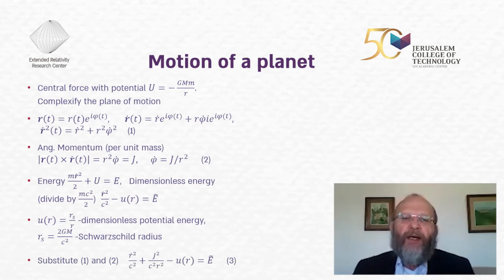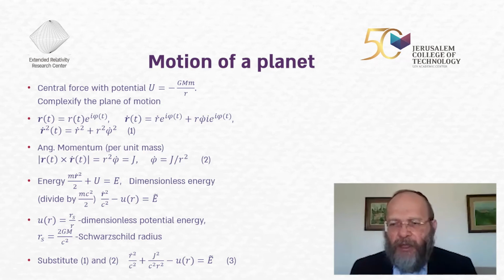What we do now to obtain the equation of motion, we substitute into this equation the value. Here r dot squared, we use this one. So here r dot is the radial distance velocity over c squared. For phi dot squared, using j squared over r to the power 4, we will get j squared over r squared here, and c squared from here, minus u of r equals a constant. This is the equation that gives us the trajectories for motion of a planet.